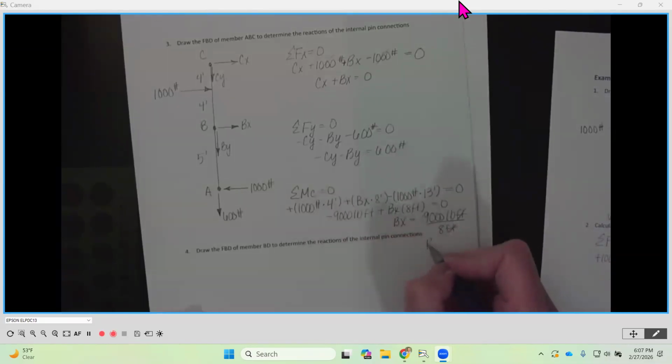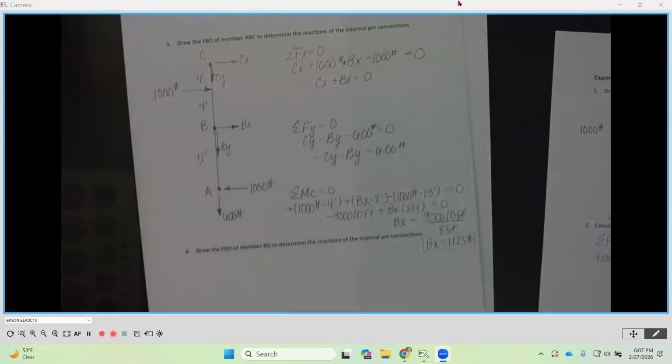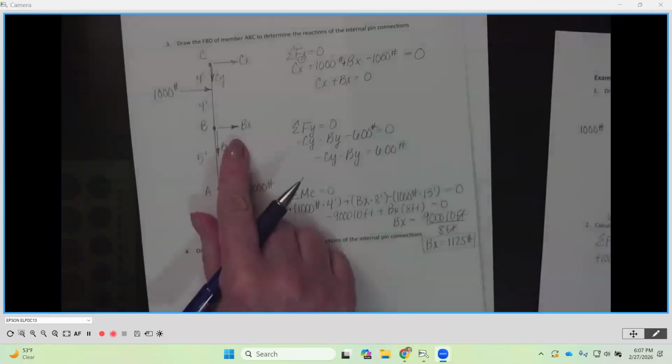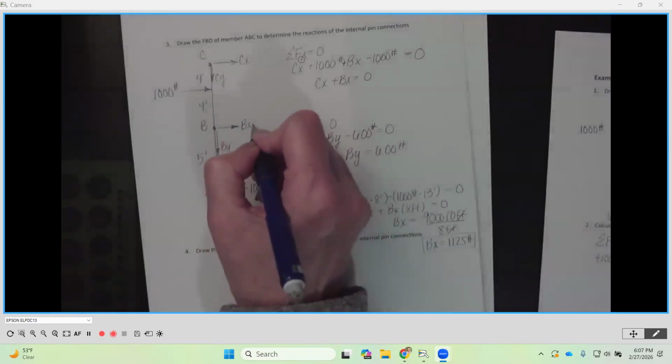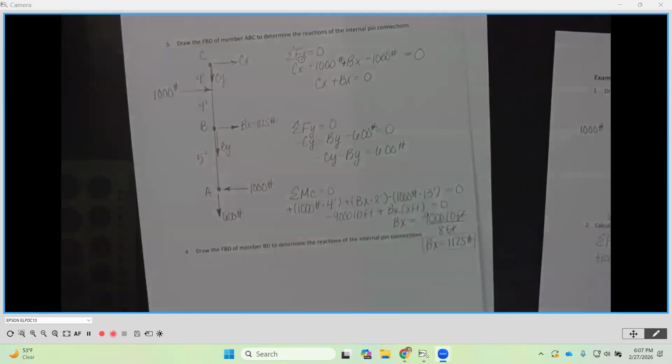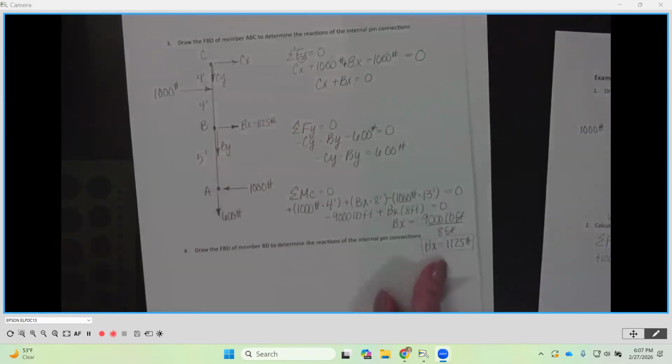Which this Bx is equal to 1125. So you should get 1125 for Bx. Notice it's a positive value, so that means the direction that we assumed was correct. So this is equal to 1125 pounds. Everybody get that value? And I did confirm it. It's the same thing as in the book.